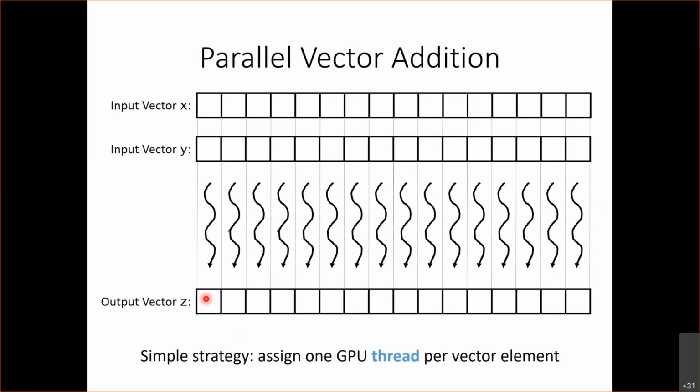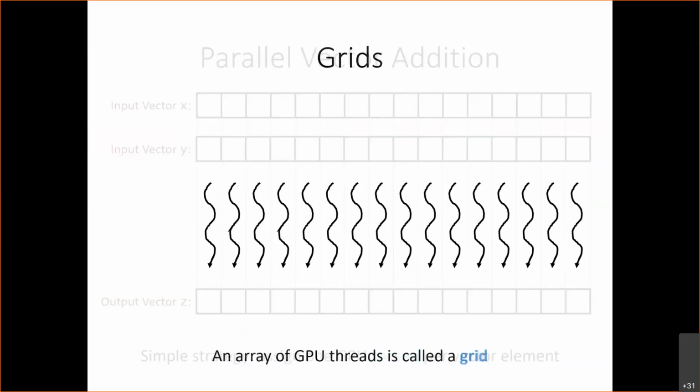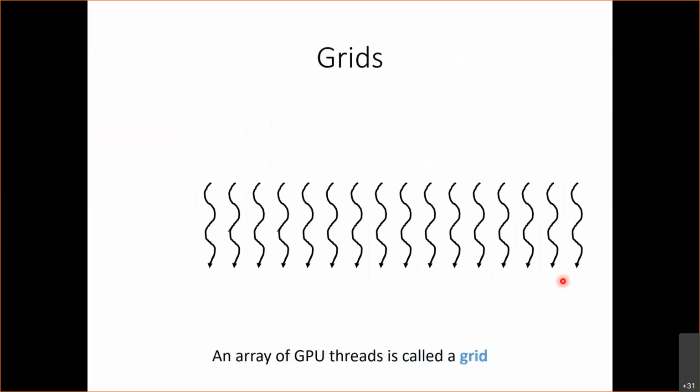Before I talk about how to do this, I want to talk a little bit about how threads on the GPU are organized. An array of threads on the GPU is called a grid. So when we, from the CPU, create a whole bunch of threads on the GPU to perform some operation, these threads are organized into grids. We say that we launch a grid on the GPU, and the grid is going to be an array of threads that are going to perform some computation.